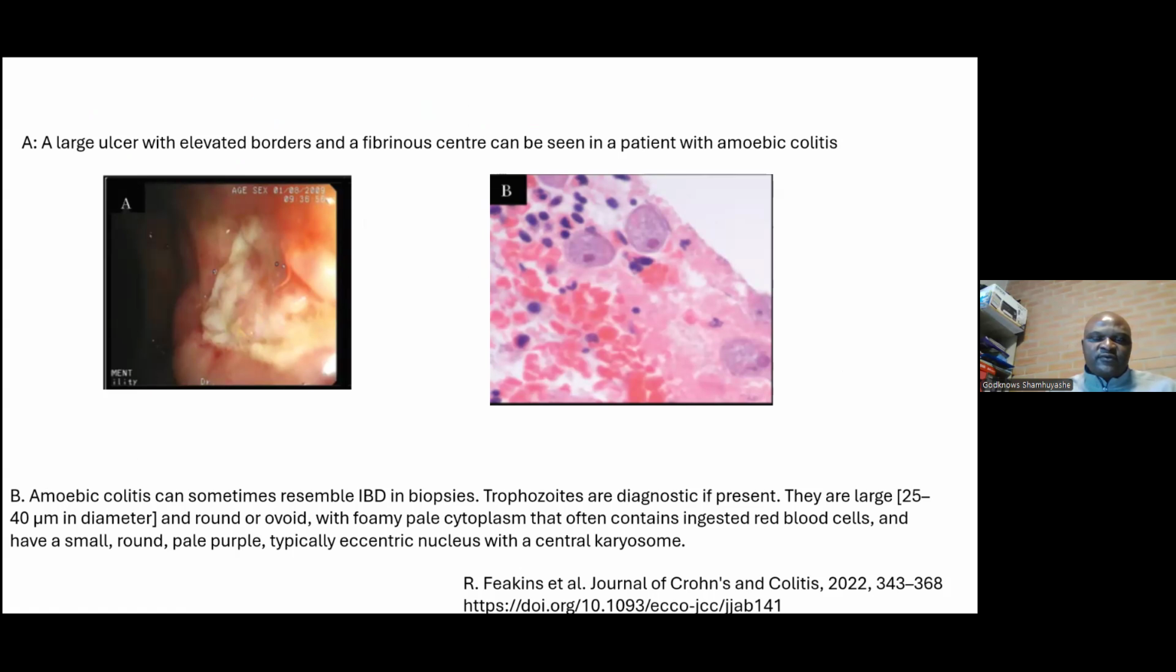those ovoid, round shaped with foamy cytoplasm, and usually they have a small round pearl purple, typically eccentric nucleus with a central karyosome. So these are some of the histological findings you can get for a patient with amoebic colitis.